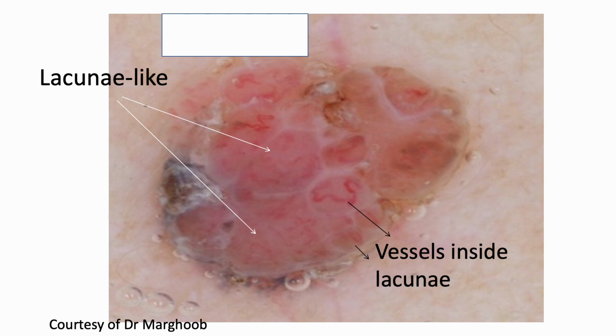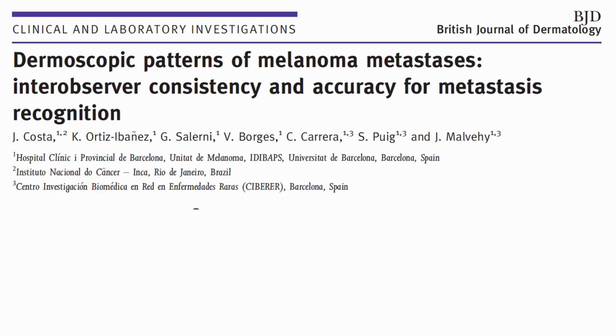Remember, I showed you that angiomas cannot have vessels inside the lacunae, whereas melanomas can have these vessels inside the lacunae. And again, not true septae. These are just fibrotic stroma in between these lacuna-like structures.